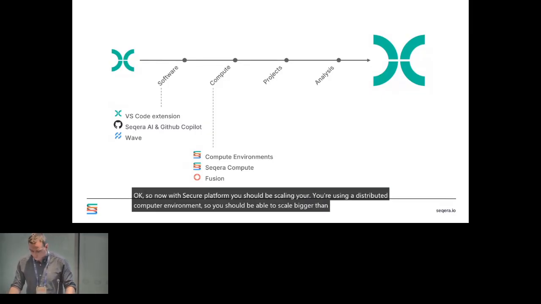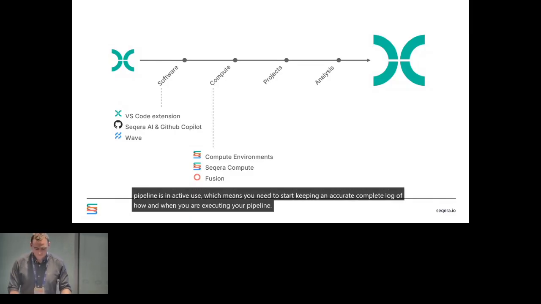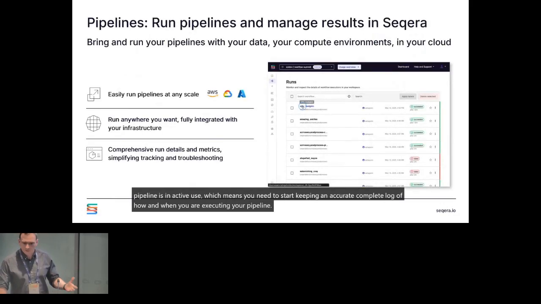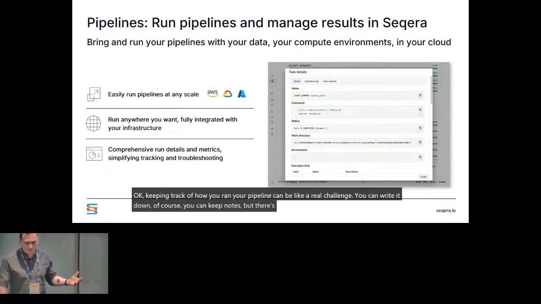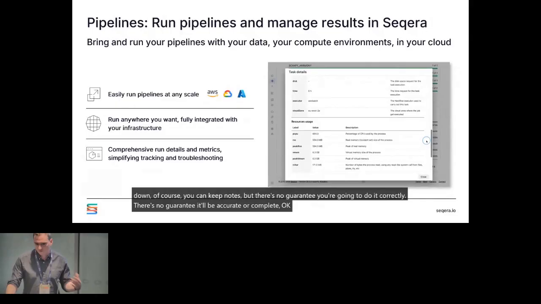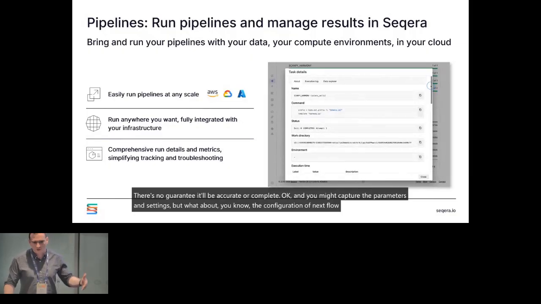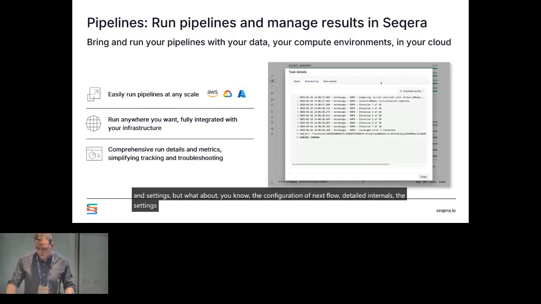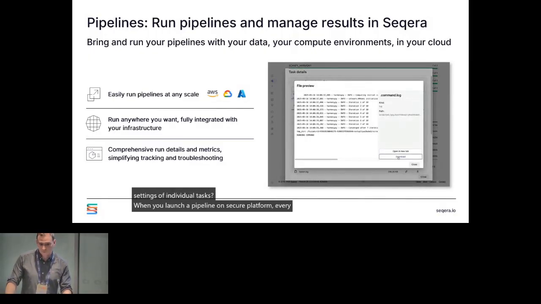And now your pipeline is in active use, which means you need to start keeping an accurate, complete log of how and when you are executing your pipeline. Keeping track of how you ran your pipeline can be a real challenge. You can write it down, of course, you can keep notes, but there's no guarantee you're going to do it correctly. There's no guarantee it'll be accurate or complete. And you might capture the parameters and settings, but what about the configuration of Nextflow, detailed internals, the settings of individual tasks? When you launch a pipeline on Seqera Platform, every pipeline is monitored end to end.